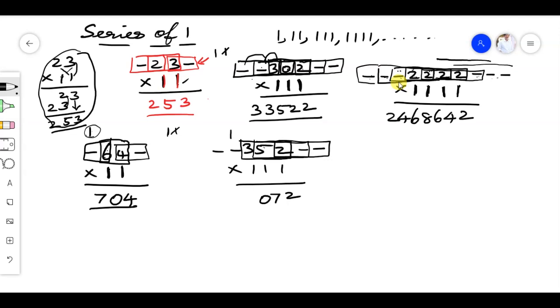Here it is 0. Next pair is dash plus 3 plus 5. So dash plus 3 is 3. 3 plus 5 is 8. 8 plus 1 is 9. There is one there, no? You have to add that also. Okay. So here it is.